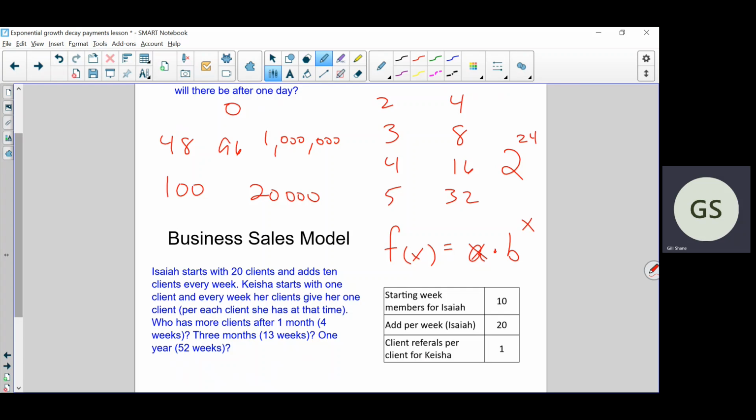So this is an exponential pattern. Now let's figure it out. You can't really do it by hand, I mean, you could, but it would take you a long time. So I'm going to give you a shortcut. This is 2 raised to the 24th power, 16,777,216.